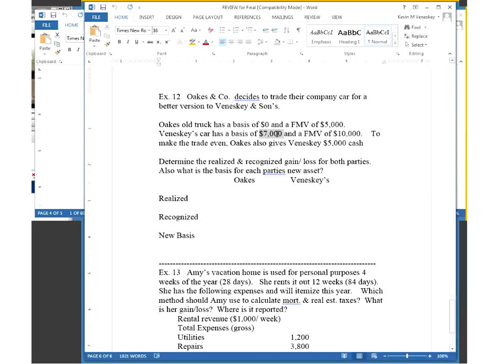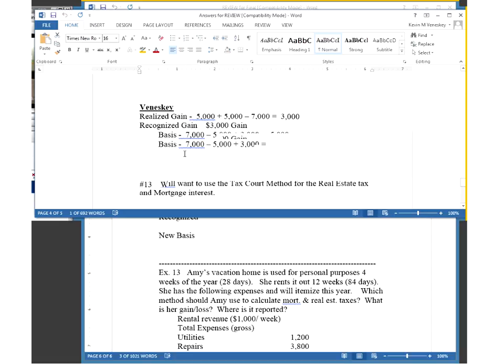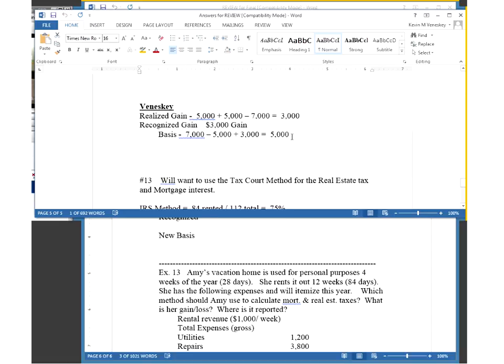New basis, you always take your old basis plus any gain recognized. That was 3,000 that we just did. So now we're up to 10 minus cash received. So our basis is going to be $5,000. I hope you can follow in my answer key.